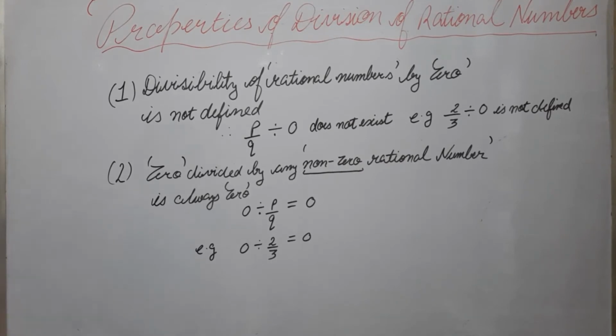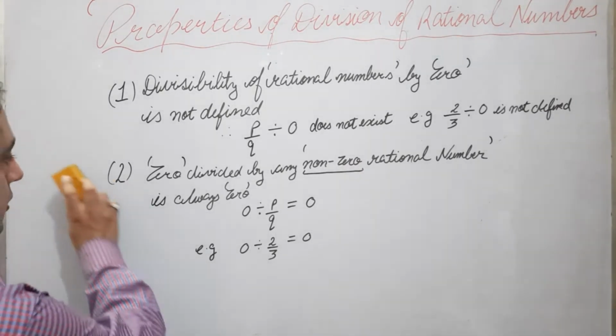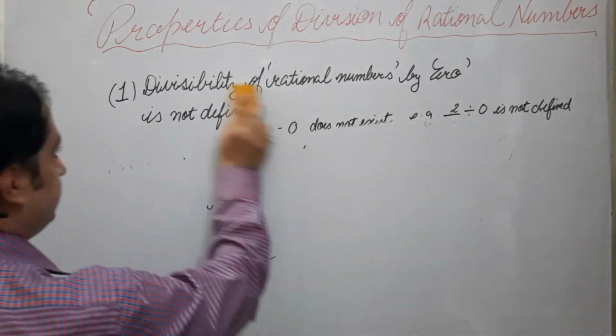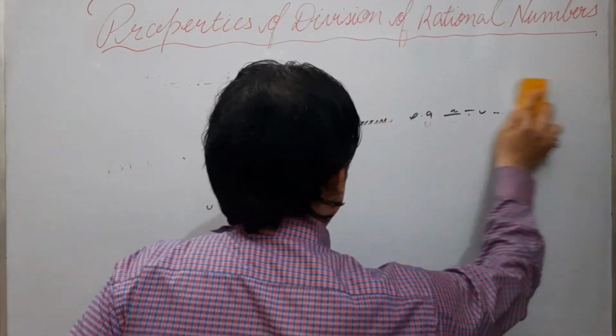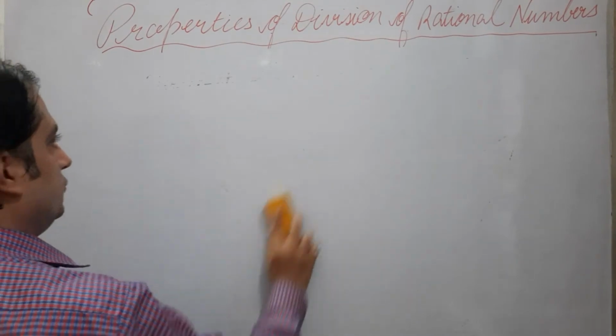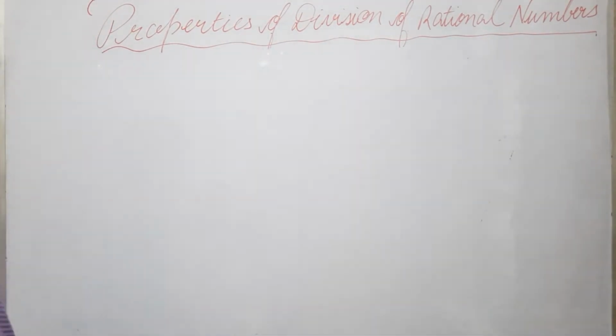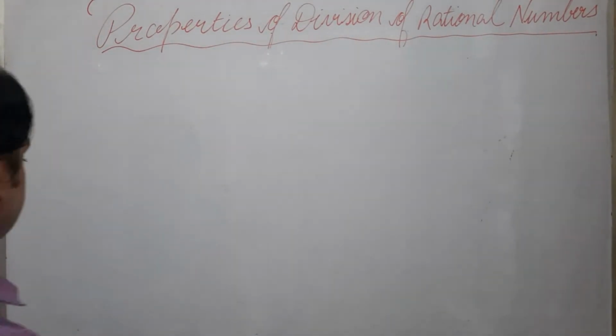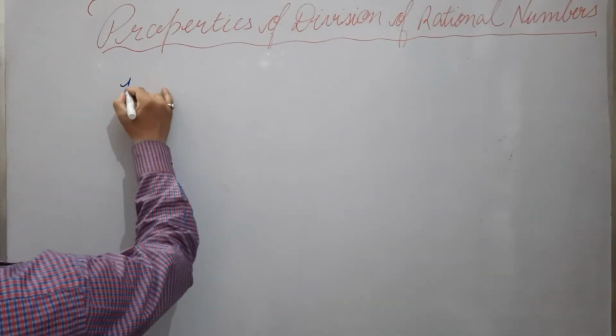Now let's move to the properties of division of rational numbers. We will see whether the division of rational numbers is always a rational number or not. So let's see the properties. The first property is the closure property.